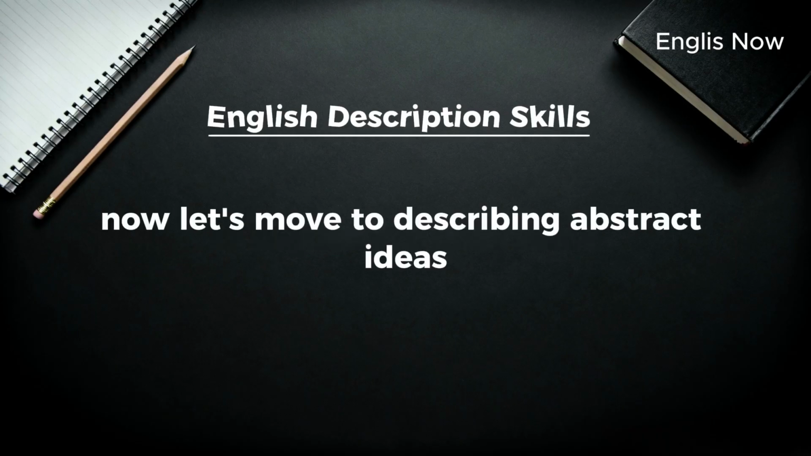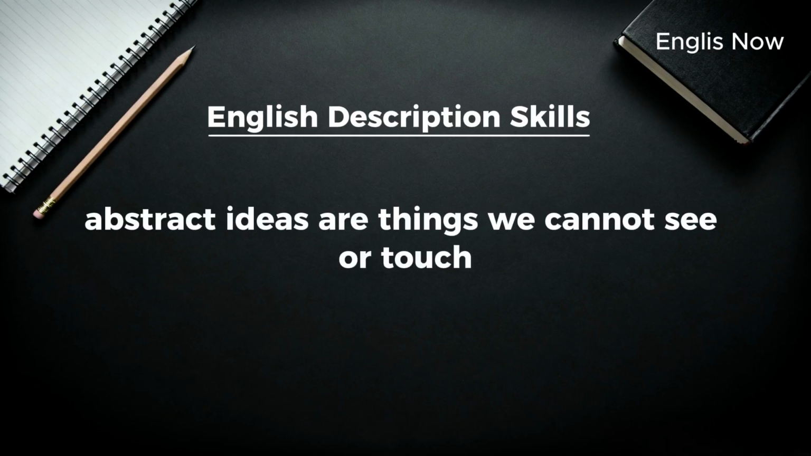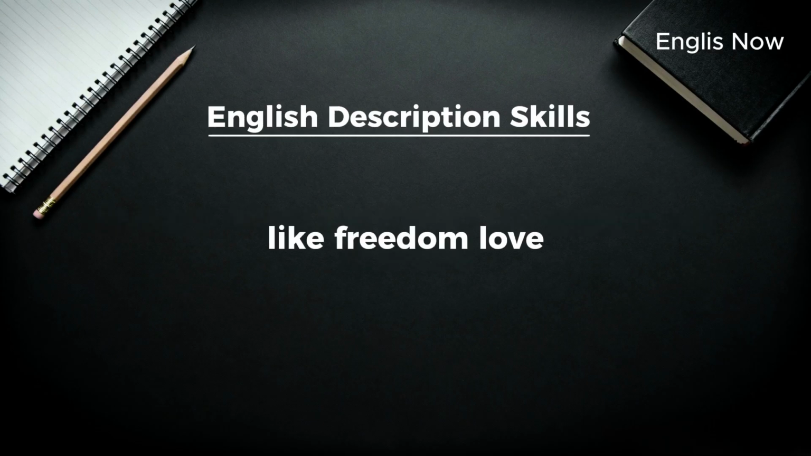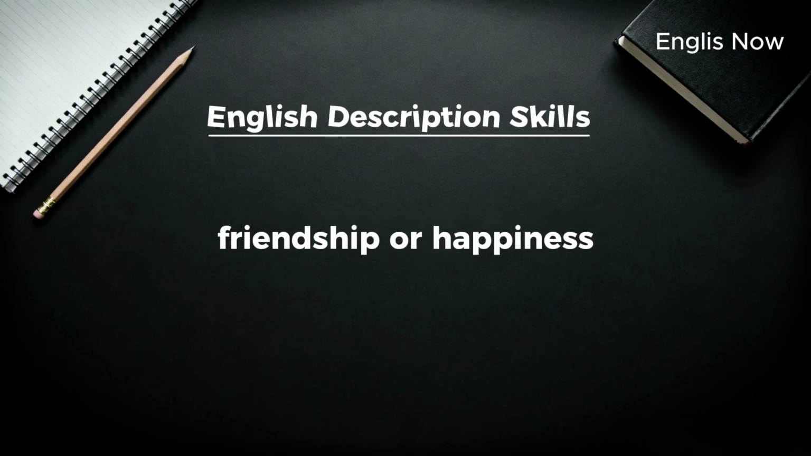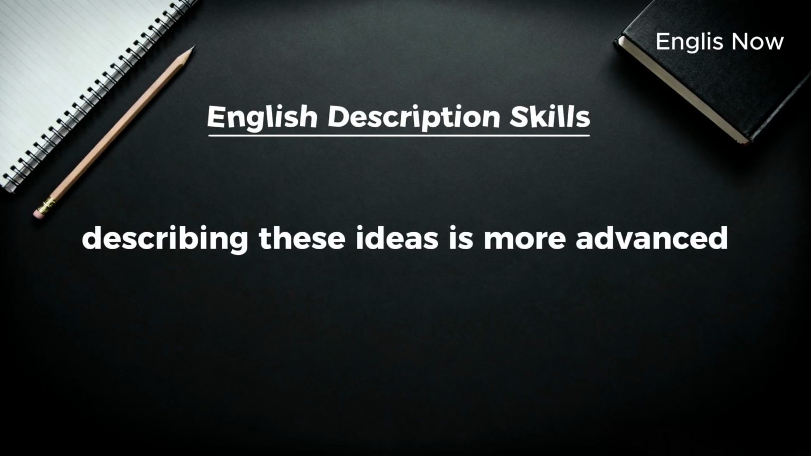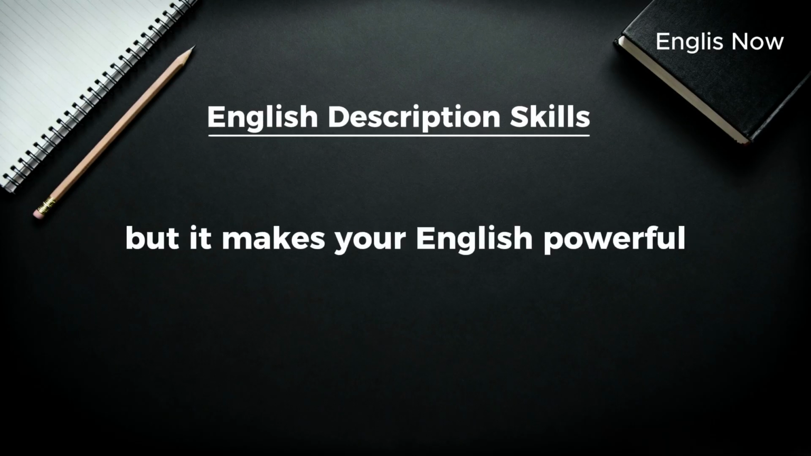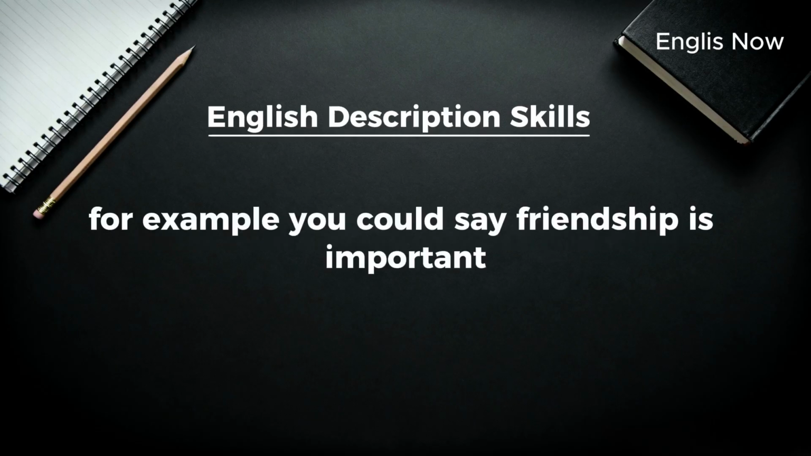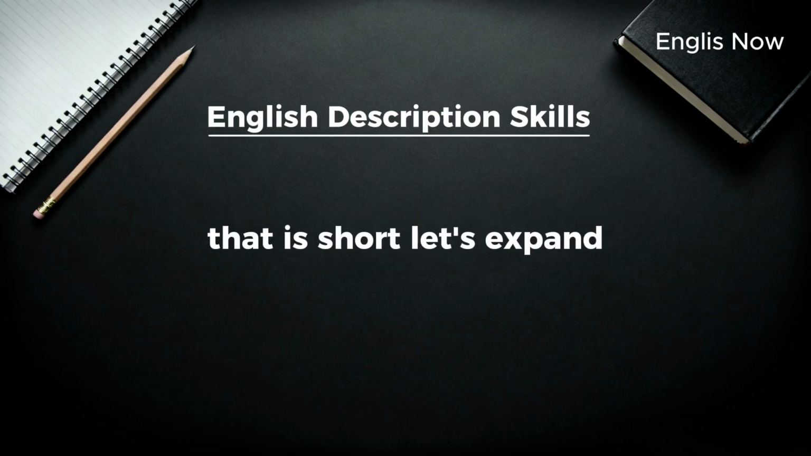Now let's move to describing abstract ideas. Abstract ideas are things we cannot see or touch, like freedom, love, friendship, or happiness. Describing these ideas is more advanced, but it makes your English powerful. For example, you could say, friendship is important. That is short. Let's expand.